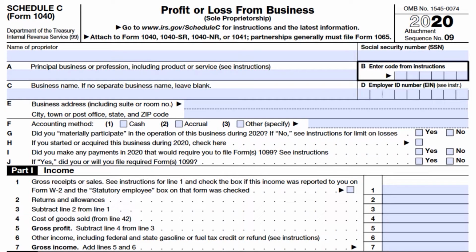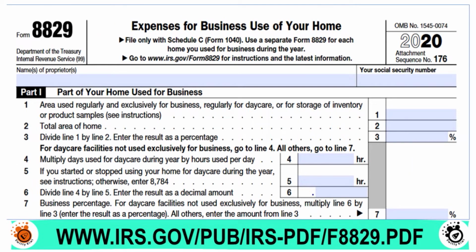So I want to show you right now on the screen. You can see the Form 8829 along with the permanent IRS link, the link on the IRS page where you get it from. All right.